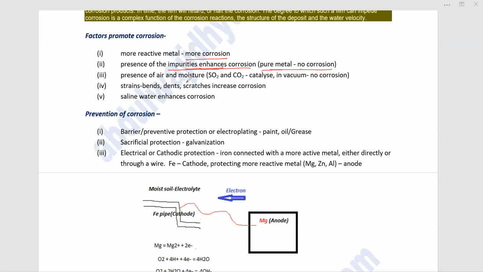Presence of air and moisture: in moisture, SO2 and CO2 gases will be there, which will catalyze all these processes of corrosion. If there is a vacuum, then there will not be any corrosion, because moisture, SO2 and CO2 gases will not be there. Oxygen will not be there.